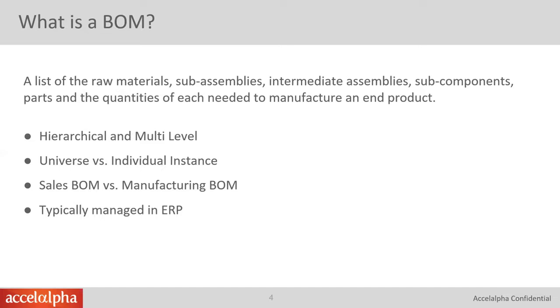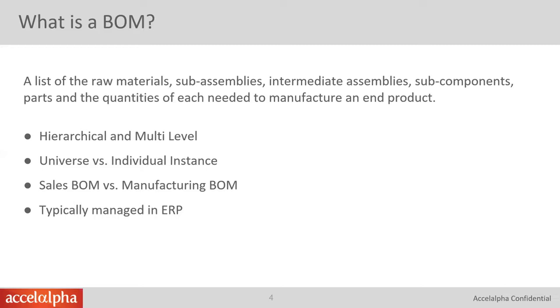When we say the word BOM, we can mean one of two things also. It could either represent the universe of all possible ways a product can be manufactured. So sometimes that's called a skeleton BOM or just the model definition in general, or we might be talking about an individual instance. So I think it's important to keep those two concepts separate in one's mind, because we're going to be talking about both really here.